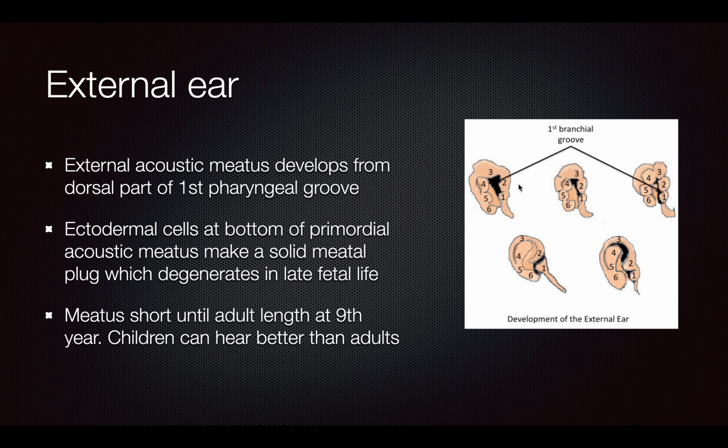The external ear comes from the mesoderm, and it develops from the dorsal part of the first pharyngeal groove. The ectodermal cells at the bottom of the primordial acoustic meatus will make a solid meatal plug, and then it degenerates in late fetal life. And children can hear a lot better than adults because the meatus is short until it reaches the adult length at 9 years. Children can hear higher pitched noises a lot better too. That's why, because the meatus is short. So if you whisper anything around children, chances are they're going to pick it up.